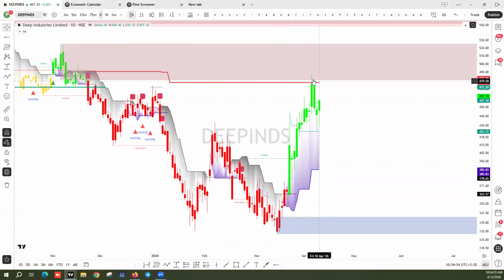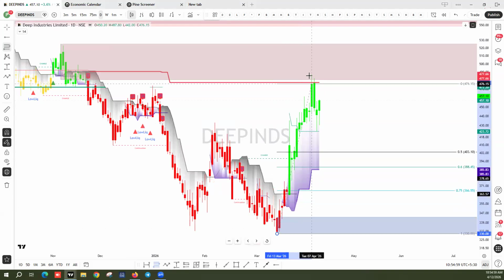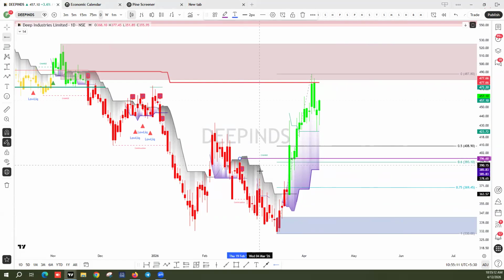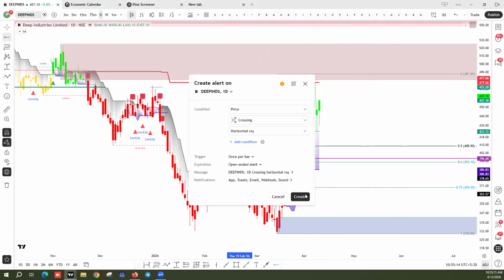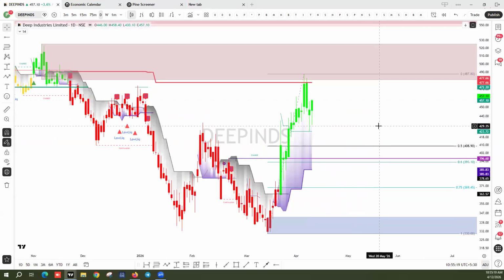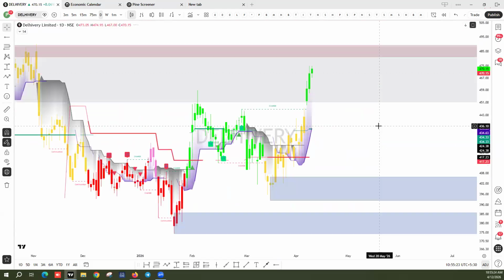This stock turned green, went up nicely. Did not close above this, so it can consolidate. It can come down in the buying area also. So you can place alert. Don't be worried at all that if the stock does not give me entry, what will happen, what I will do. We have multiple opportunities.